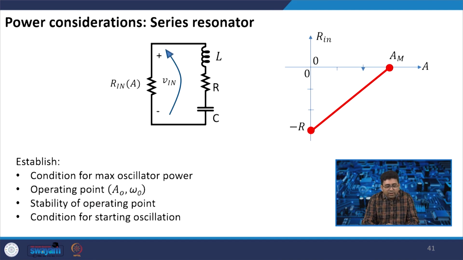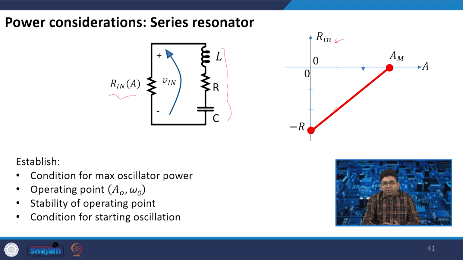So, when we try to find out the design or power, we need to make sure that we have a series resonator. This is a series resonator and this is R in A. Now, if we consider this input impedance, which is a negative resistance that changes with the amplitude, we can define it as one function. At amplitude 0 it has a negative resistance R, and as the amplitude increases, the negative resistance decreases.